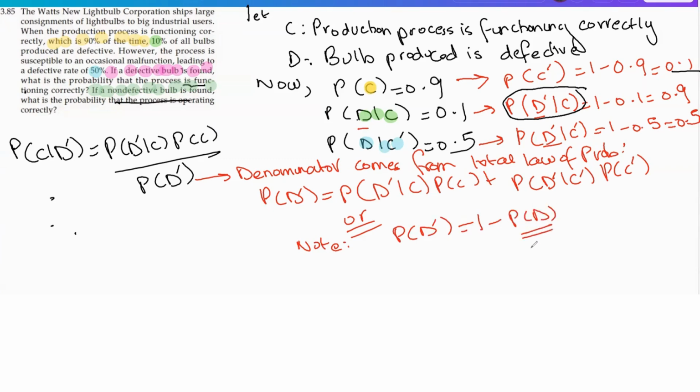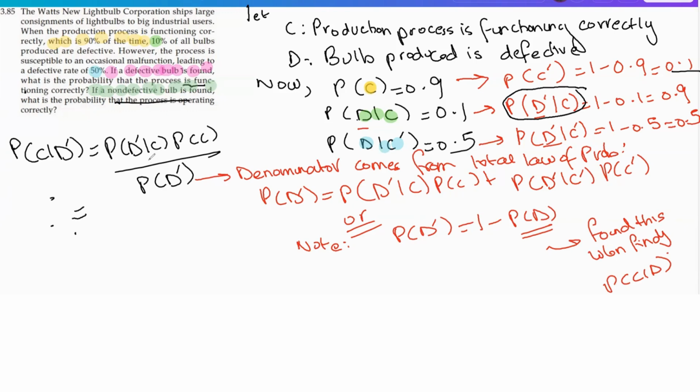We found this already, when we were finding the probability of C given D. Typically when we're applying Bayes rule, the denominator comes from the total law of probability. But in this case, since we already found the probability of defective as the denominator of the probability of C given D, we could have found the probability of D prime as 1 minus the probability of D, which we already found. Either way, it doesn't matter.